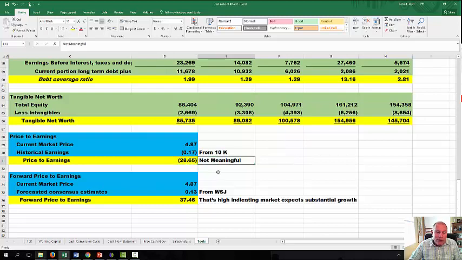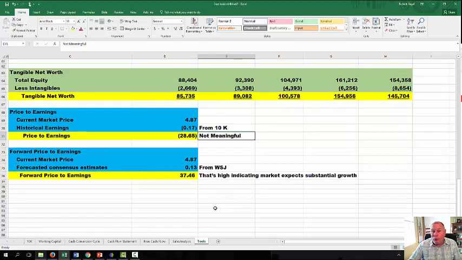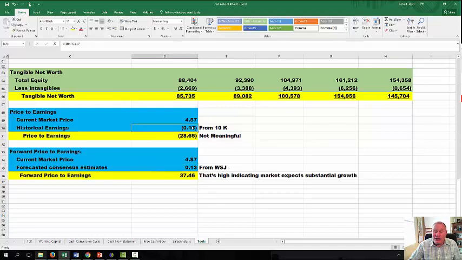Okay, so now we want to take a look at the forward earnings. When we look at the consensus estimates, they'll make 13 cents per share this coming year. So that's a swing from a 17 cent loss to 13 cents. The forward PE is 37.46, which is still high, which indicates this is most likely a growth stock. And it is, and the market has expectations that the strategy they're engaging in will work.